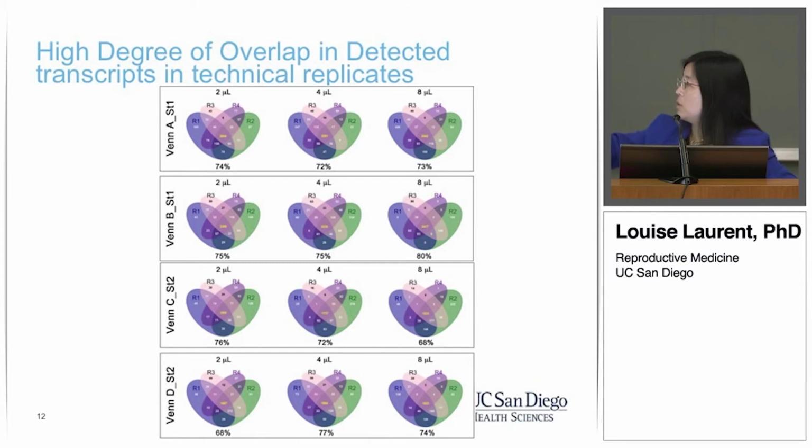And you can see across all the volumes and all the cells, they're roughly between 70 and 80% overlap. And if you want to look at the number of transcripts, the numbers are tiny, but again, this is all being published soon, but it's in the sort of 2,000 to 3,000 total transcripts.